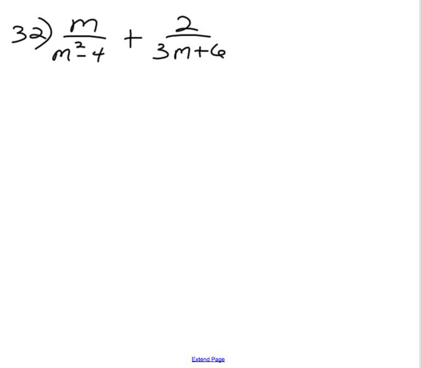Last one we're going to look at is number 32. It's adding, again, but now we're adding much more complex looking fractions. Before I do anything, I'm going to factor. I notice in the first denominator, m squared minus 4, that's a difference of 2 squares. In the second denominator, 3m plus 6, there's a GCF. So before I even think about adding, or common denominators, or LCMs, I'm going to rewrite the problem as factors.